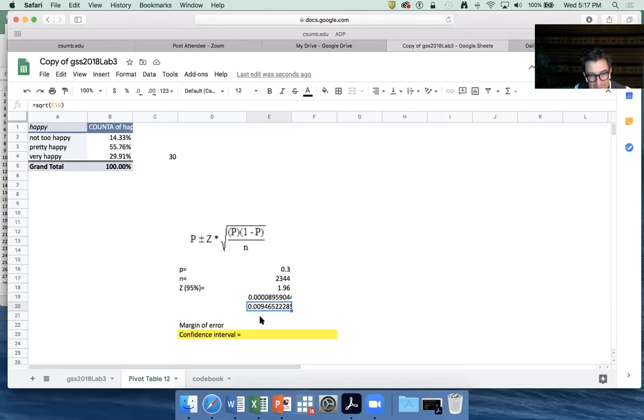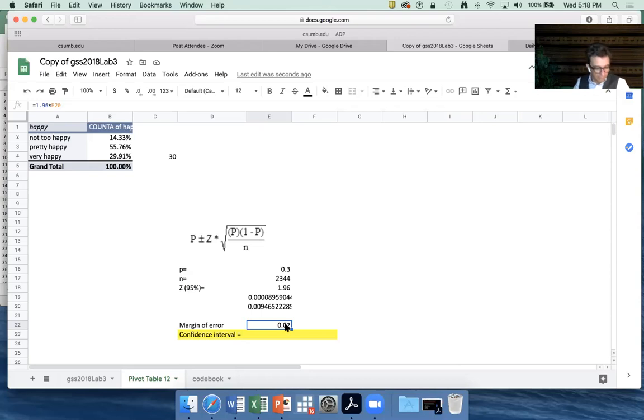Now we need to multiply by z. And that number is going to be the margin of error. So 1.96 times the square root of that, right? All of that is 0.02. Okay, that's the margin of error. How do we interpret that? That's how far off we may be from the population parameter, and we're 95% sure of that.